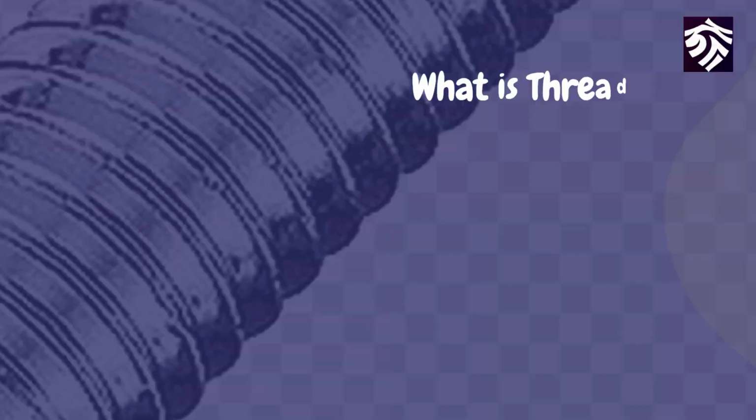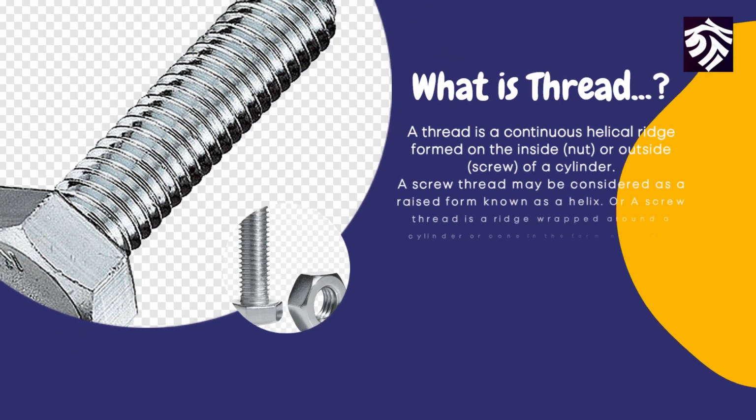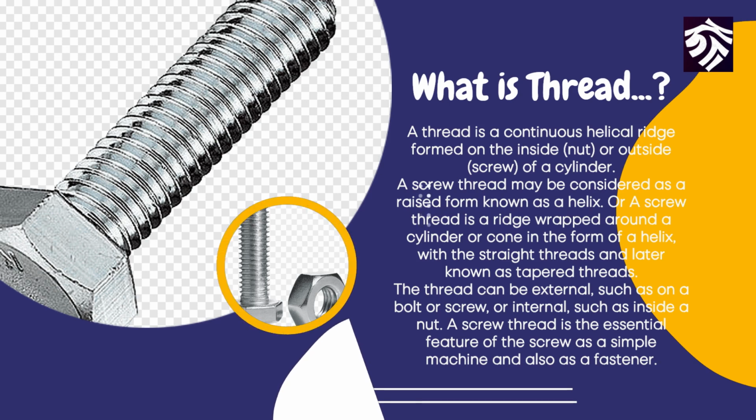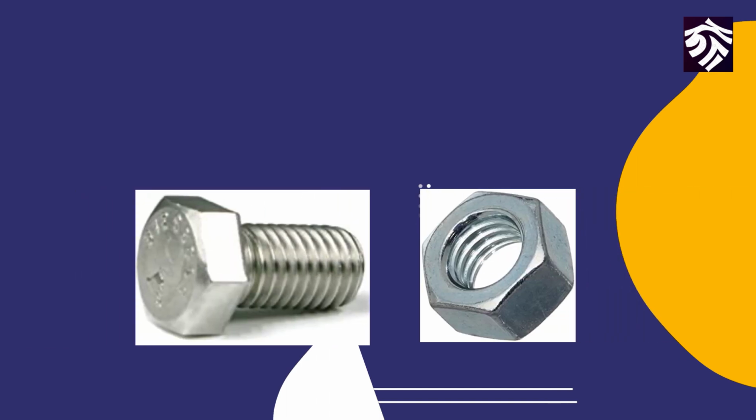Let's start with what is thread. According to a simple definition, a thread is a continuous helical ridge formed on the inside (nut) or outside (screw) of a cylinder. Another definition of thread: a screw thread may be considered as a raised form known as a helix, or a screw thread is a ridge wrapped around a cylinder or cone in the form of a helix, with the straight threads, and later known as tapered threads.